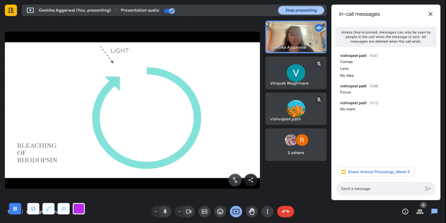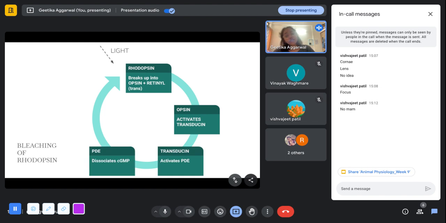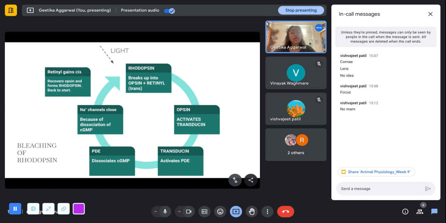So when light falls, what happens first of all is that rhodopsin breaks up into opsin and retinal. And retinal is now in the trans configuration. Then opsin goes and activates transducin. Transducin goes and activates the phosphodiesterase. Phosphodiesterase dissociates cGMP from the sodium channels, and the sodium channels then close, and the signal transmission stops, and these cells stop sending a signal to the brain.